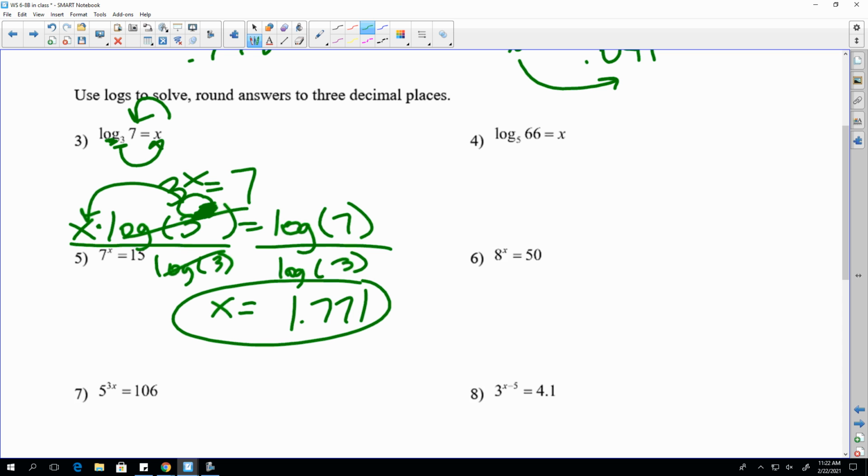Anybody has something else, please let me know and we can try to troubleshoot what's happening. Okay. But that is our solution there, rounding to 3 decimal places.